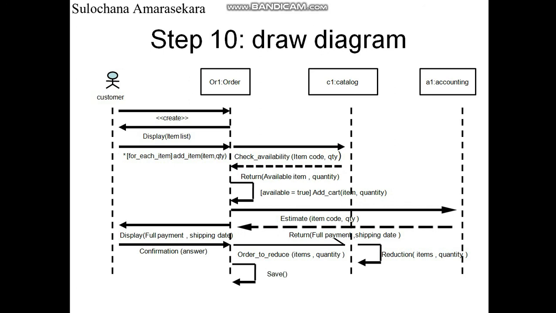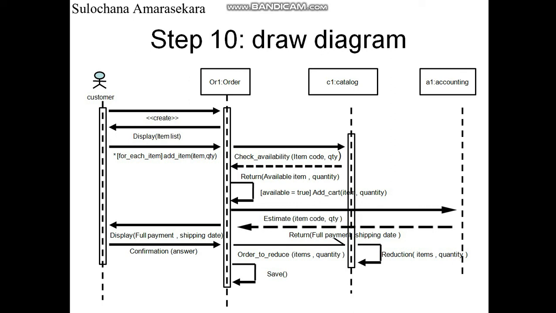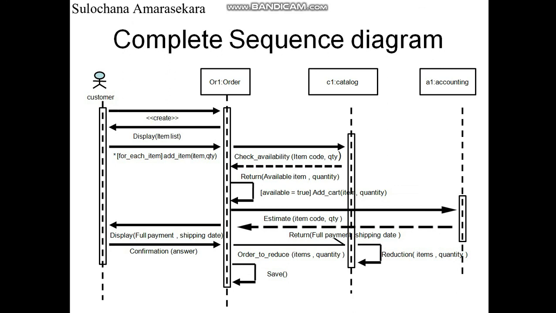Now it is time to represent the focus of control. You can see here the customer is actively involved all over the process, as well as the order class, which is actively involved all over the process, but catalog has a less activation period. Finally, the accounting class has a lesser amount of activation period. This is our complete sequential diagram.